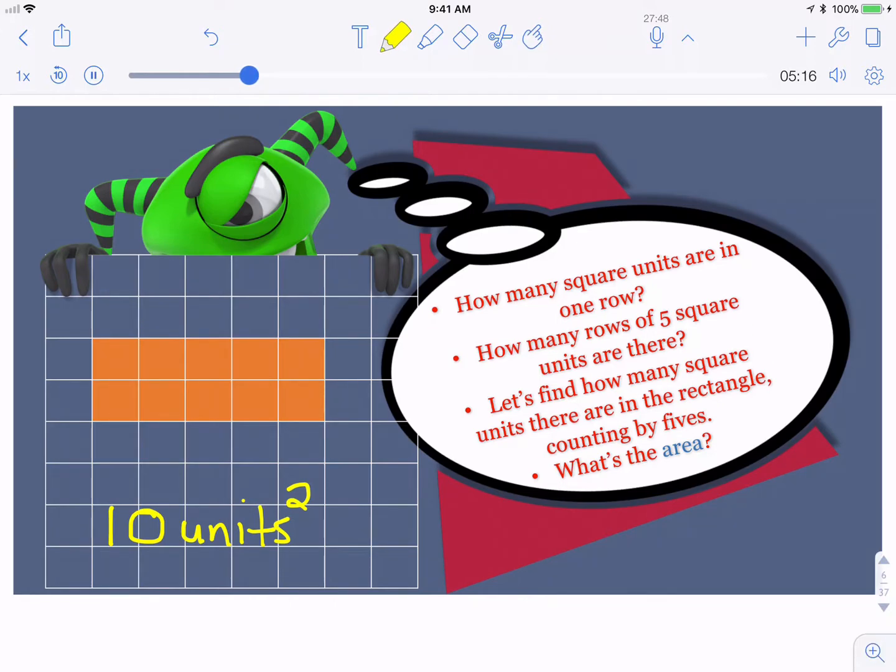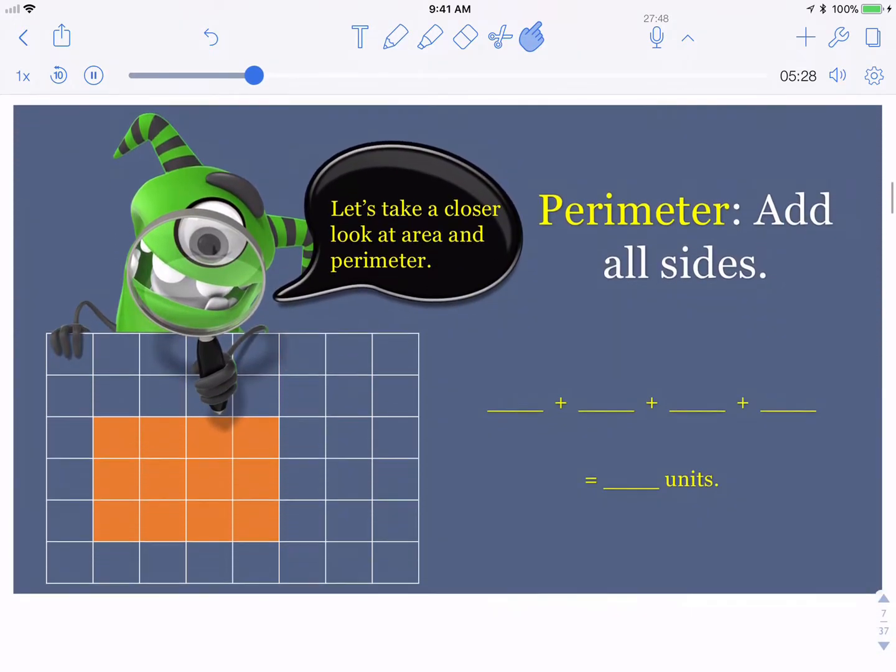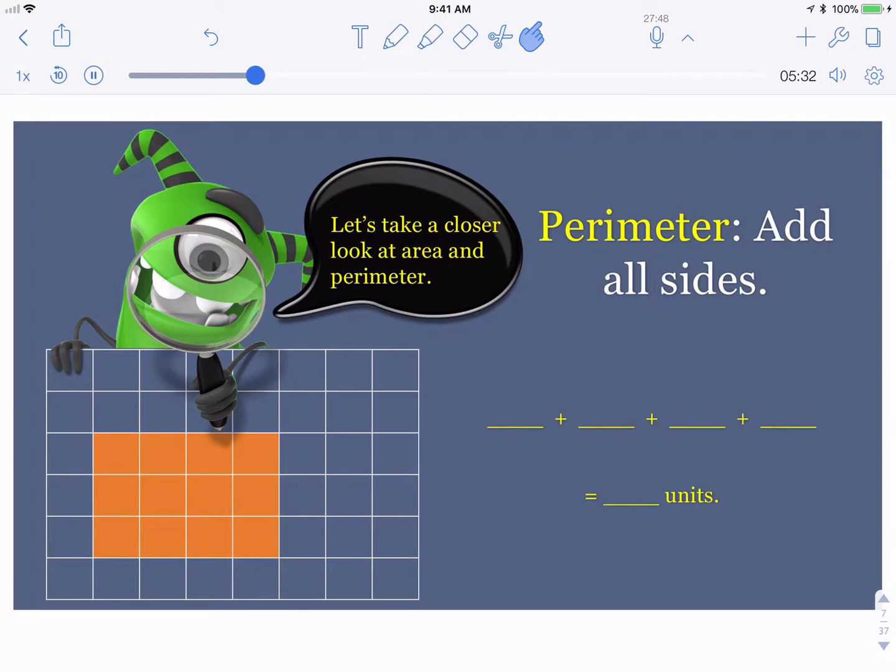And to find the area, you're going to take the length times the width, or you're going to look at how many square units are in each row, and then you're going to multiply. Okay, so let's take a closer look at area and perimeter. With perimeter, you add all sides. Well, let's look at this shape.